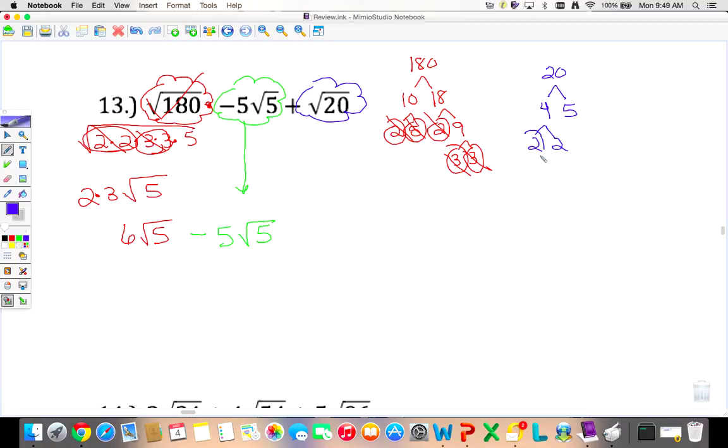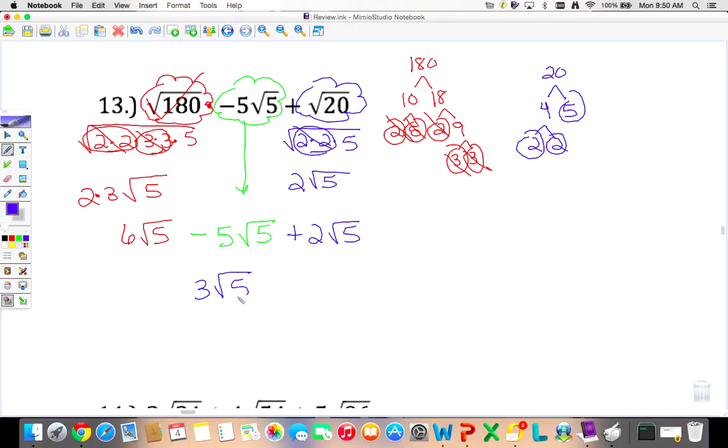And now I'm going to focus on the square root of 20. So I have 20. That will be 4 and 5. This is going to be 2 and 2. So 2, 2, and 5. So that's going to be square root of 2 times 2 times 5. I have one pair of 2's to pull out. Write it down, cross it out. A 5 is left over. So this will be plus 2 square roots of 5. All of these have the square root of 5, so I'm just going to combine them. 6 minus 5 plus 2. And then that's going to give us 3 square roots of 5 as our final answer.